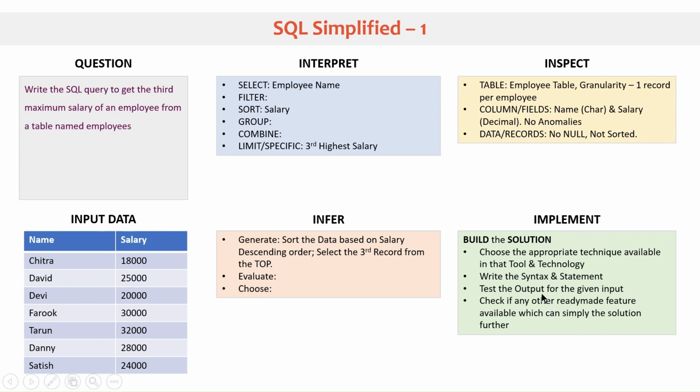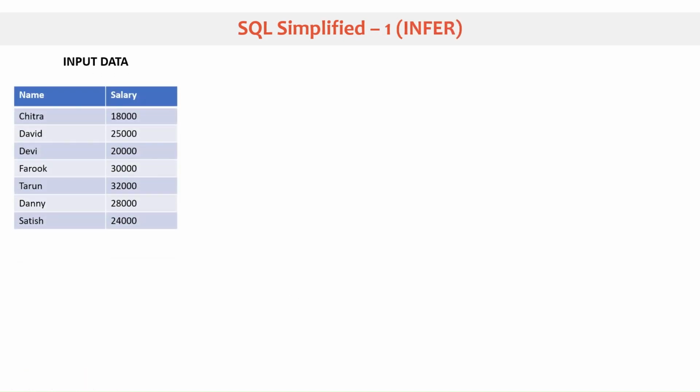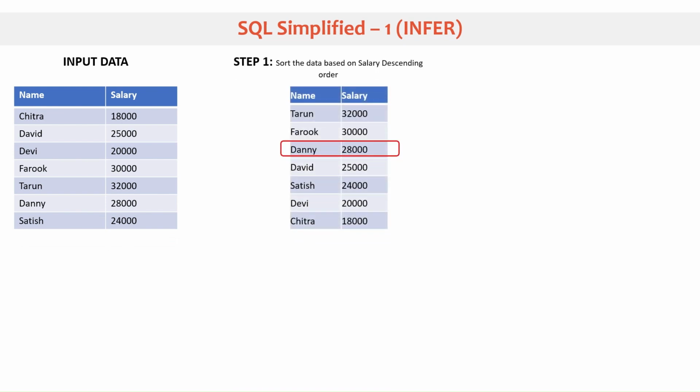Here I am first going to spend some time on the inference, then we will go to implement. In the infer statement, this is the input data, right? I'm going to apply a plain English, technology independent way of solving. In a simpler approach, step 1 is to sort the data in descending order. You see this is the original data, and I am sorting it in descending order. Now Tarun at 32,000 is the highest, so his record comes first and Chitra's record comes last. The data is organized.